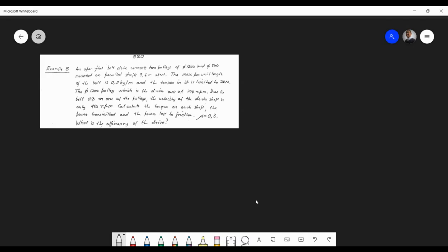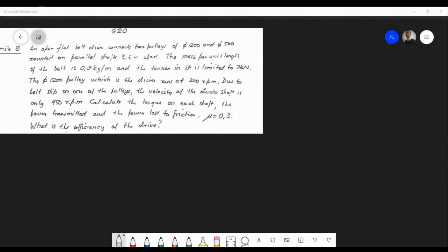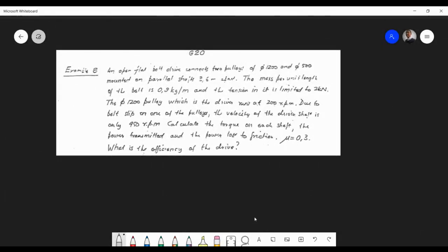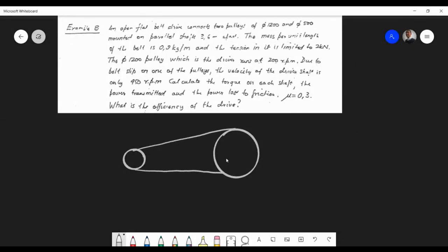All right, let's get a read on this. Let me zoom this in. Am I sharing this? Okay, great. An open flat belt drive connects two pulleys, of 1,200 and 500 diameter, mounted on parallel shafts 3.6 meters apart. So this is a sketch. We've got one pulley, another one, and our belt going over them. I have a quick question for my students. If the diameters of the pulleys are the same, what is the angle of lap?